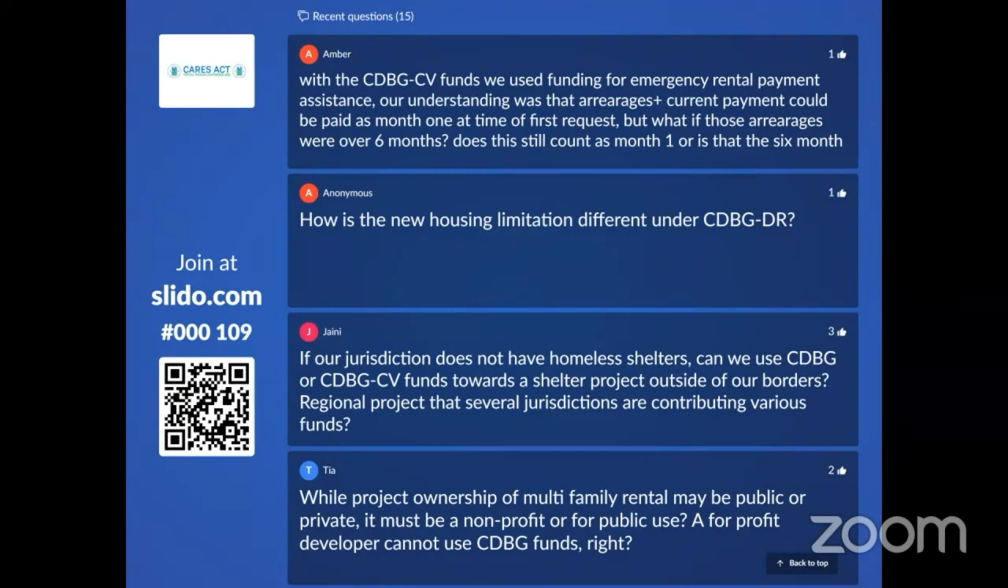Arrearages plus current payment could be paid as month 1. That is correct. But what if those arrearages were over 6 months? Does it still count as month 1? No, it doesn't count as the 6 months. Because it says you can pay arrearages plus the current and then go forward. So if you pay, let's say, 7 months of arrearages and the current month, that's month 1. The rest of the months are going forward.